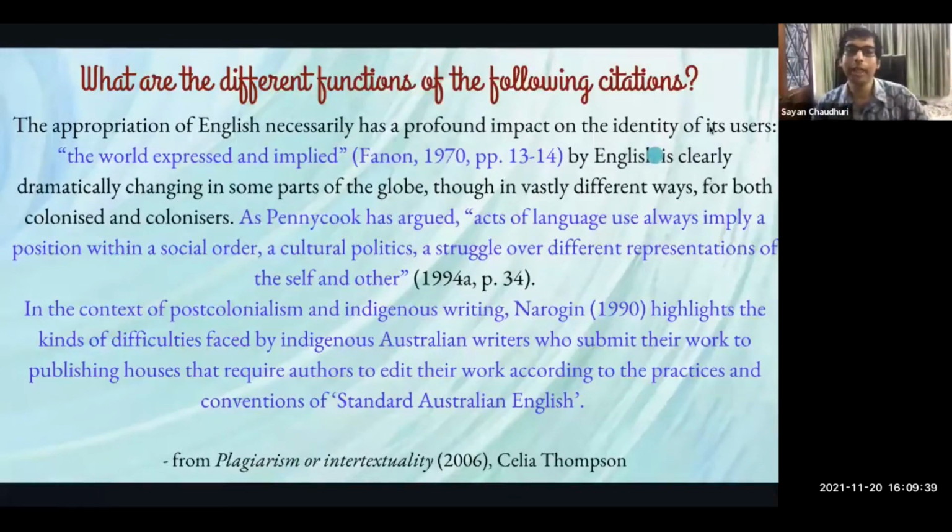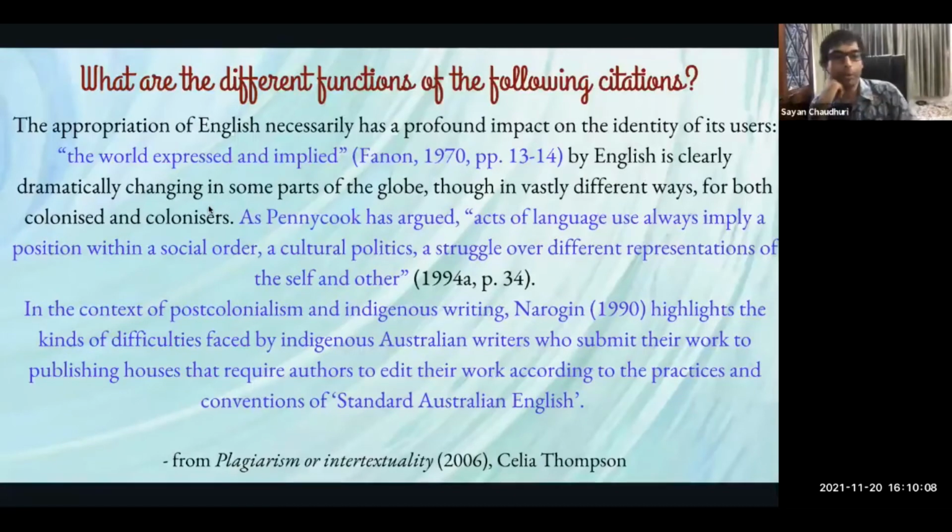What is the function of it? So let's look at the first one, and you can put down your responses on chat or raise your hand. The appropriation of English, or how you have taken and used English, necessarily has a profound impact on the identity of its users. The world expressed and implied by English is clearly dramatically changing in some parts of the globe, though in vastly different ways, for both colonized and colonizers.